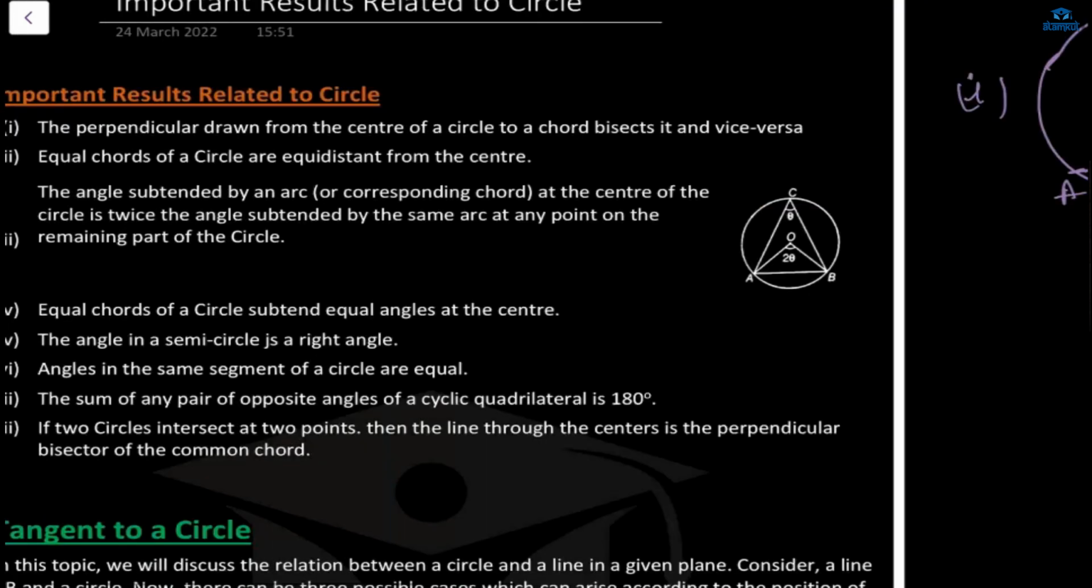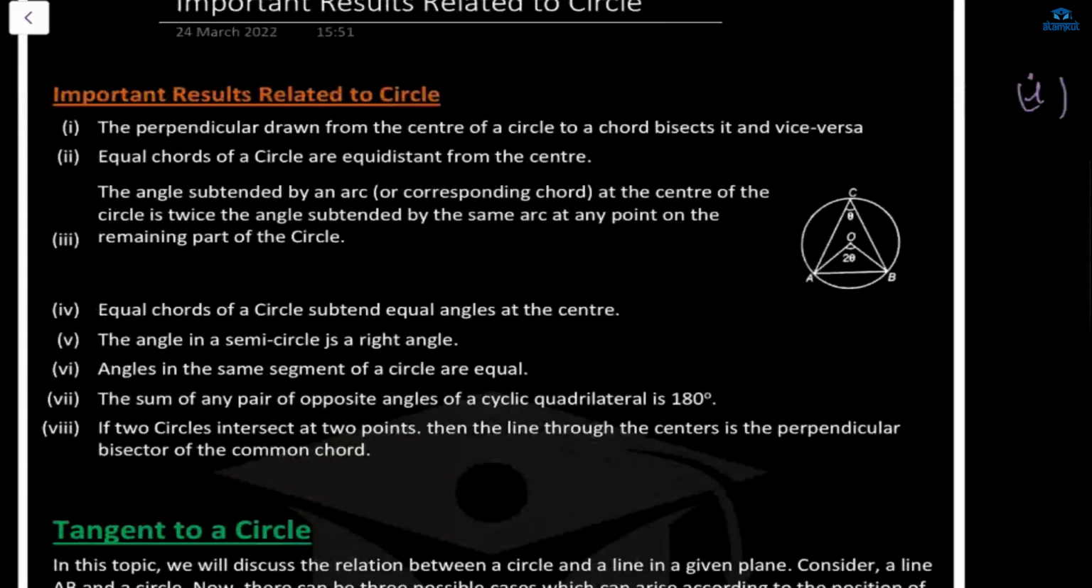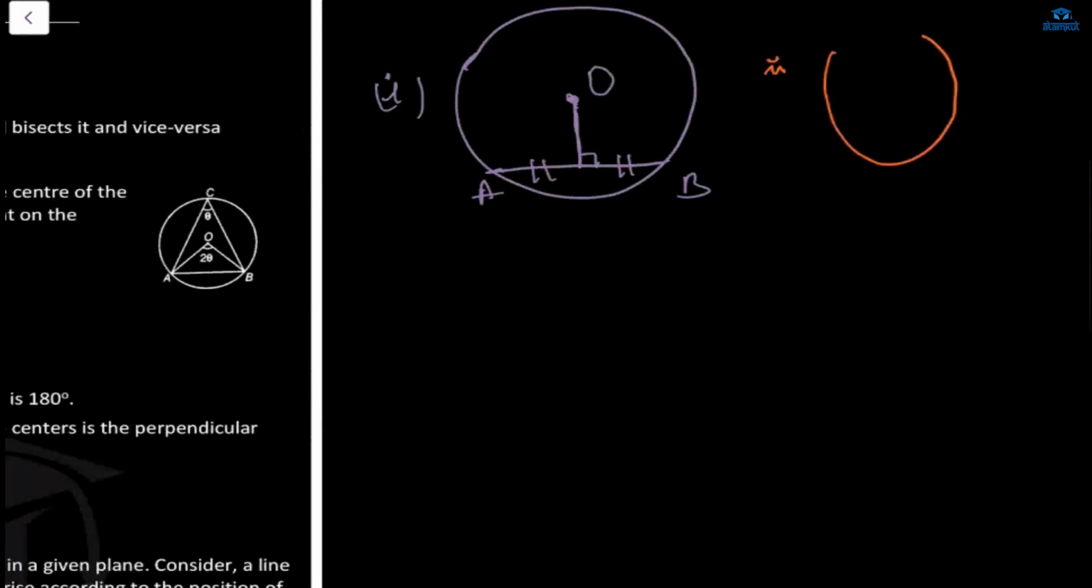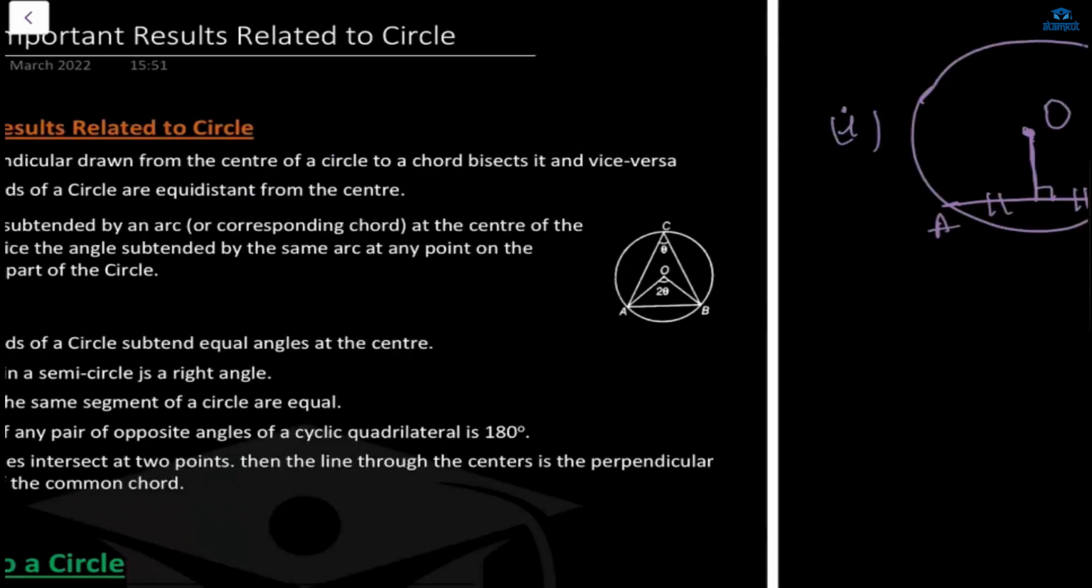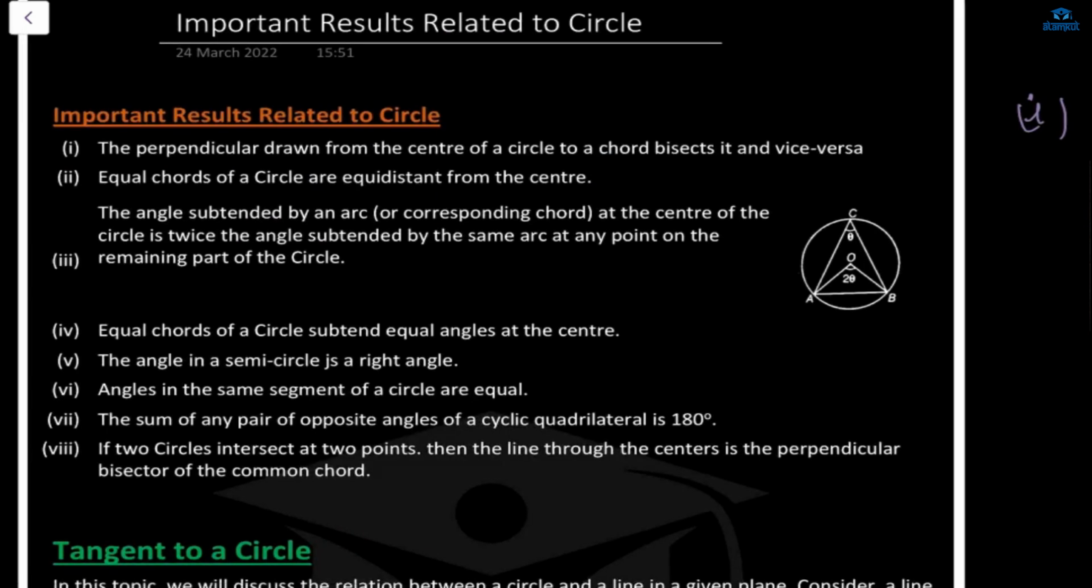Now, equal chords of a circle are equidistant from the center, okay. So if I'm saying that AB is equal to CD, then they are equidistant from the center. Therefore, here write P, here write Q, therefore OP will be equal to OQ. Okay, this is the result used in many of the theorems. So equal chords of a circle are equidistant from the center. If the chords are equal, then their distance from the center is also equal.